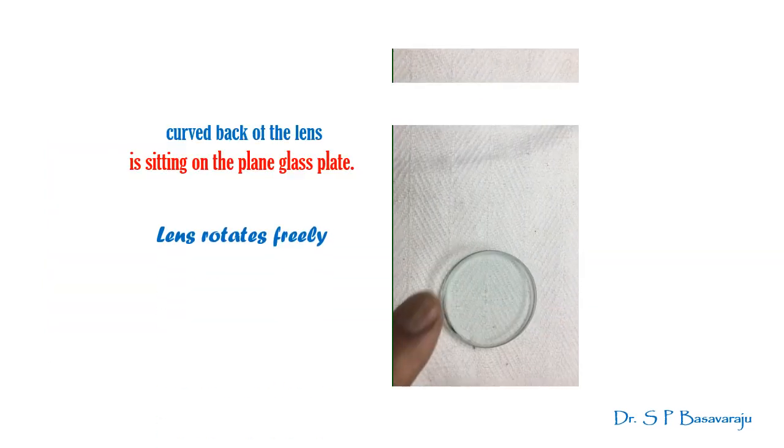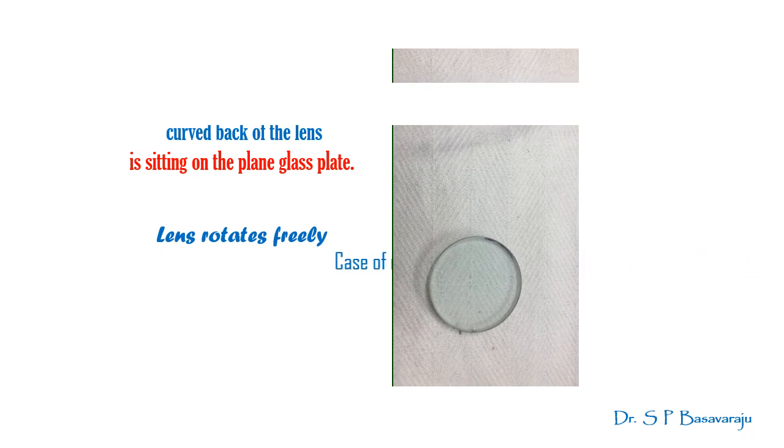Give the upper one a small rotation. If the arrangement is alright, it rotates freely. See here, it does rotate freely. This is only when the curved surface of the lens is lying on the plane surface. Hence the arrangement is alright.